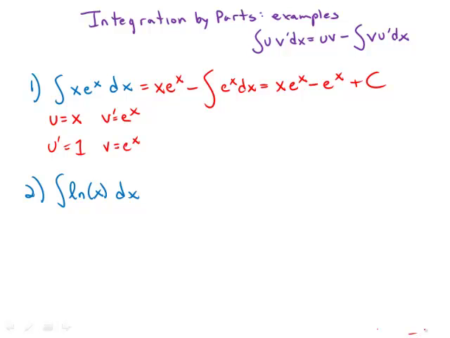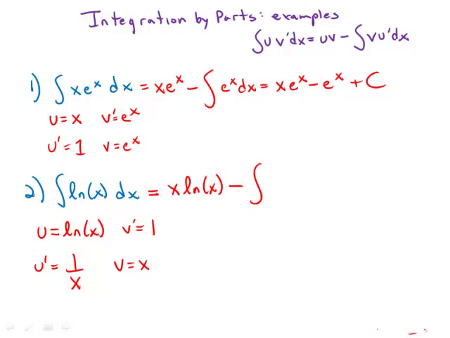Well, we don't have many choices here, so what we're going to do is choose u equals just log x, and we're just going to say v prime equals 1, because obviously you could have a factor of 1. Well, then u prime is going to be the derivative of log x, which is 1 over x. V, the integral of 1, is just x. And so now what we have is u times v, that's x log x, minus v, which is x, times u prime, which is 1 over x dx.